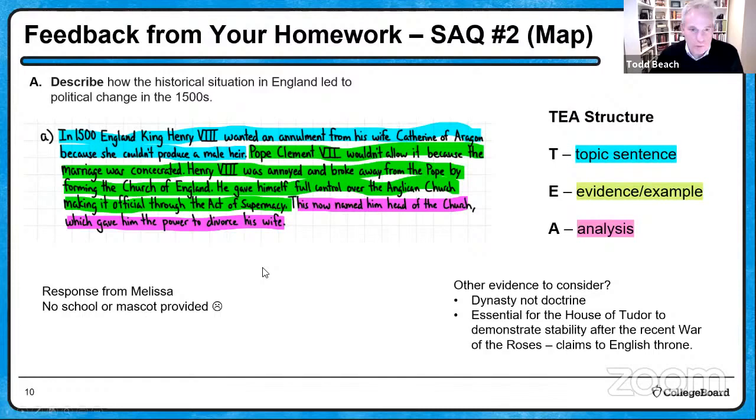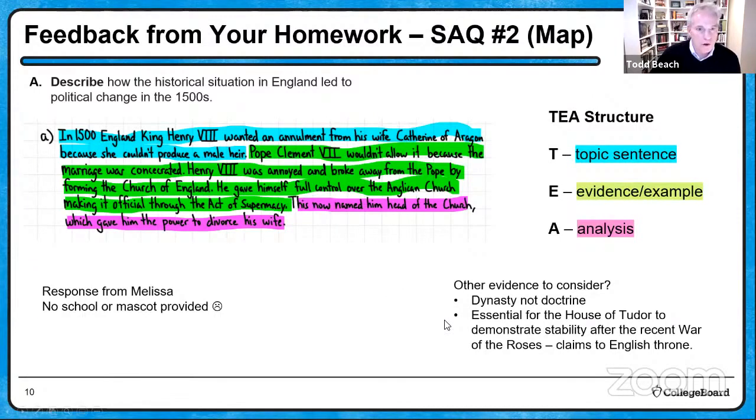But the purple then is this analysis. This now named him head of the church, which gave him power to divorce his wife. So I just put down here some other evidence to consider. I think this would probably get the point. That's why we used it as a sample. But the other evidence to consider, it's about dynasty, not doctrine, right? So in England, it's quite different. It's about, I have to carry on the Tudor family. And so you might want to also talk about how it was essential for the House of Tudor to demonstrate stability after the recent War of the Roses claims to the English throne.